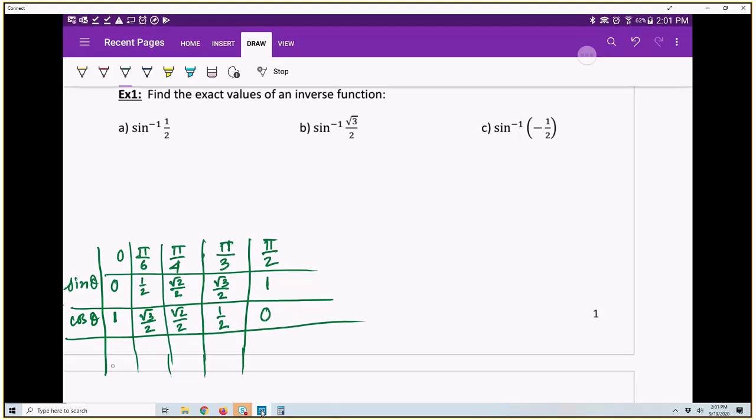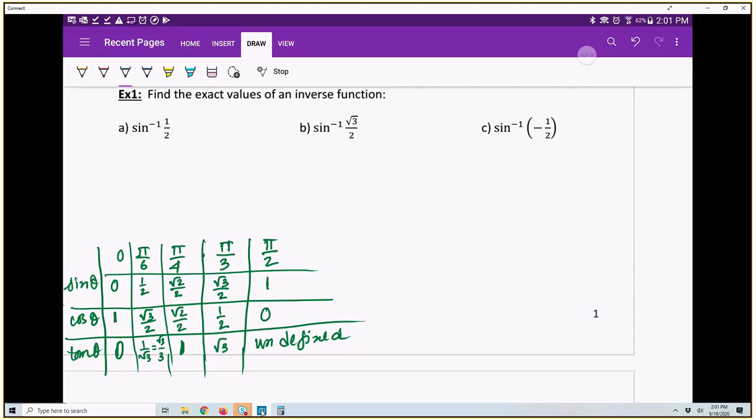Tangent is the ratio of sine and cosine. So 0/1 gives you 0. 1/2 divided by square root of 3/2 gives you 1/square root of 3, and sometimes we write it as square root of 3/3. Square root of 2/2 over square root of 2/2 is 1. Square root of 3/2 over 1/2 is square root of 3. 1/0 is undefined. So that should be enough because this is going to help us find the values for the inverse trigonometric functions. Sine inverse 1/2.